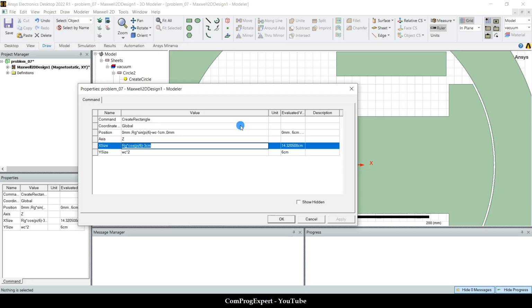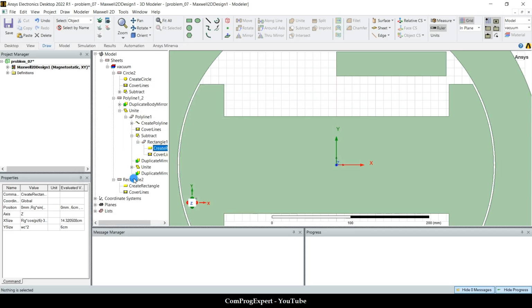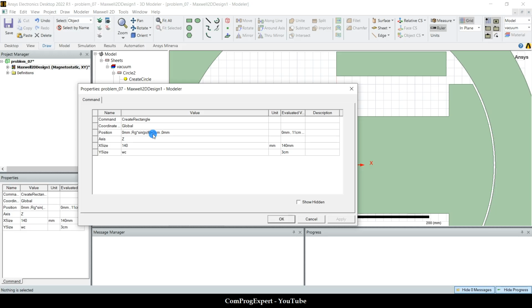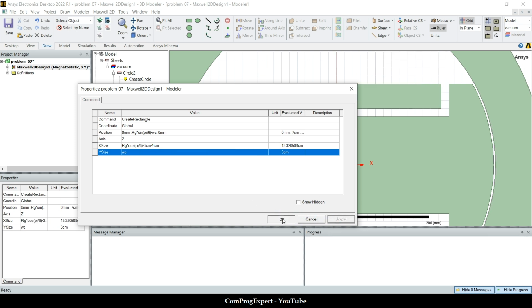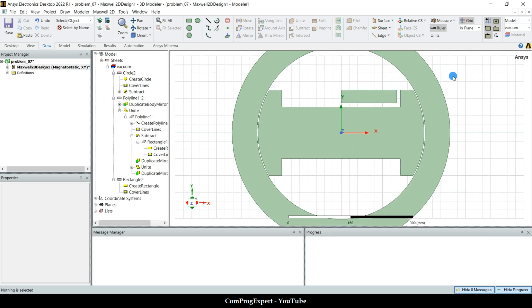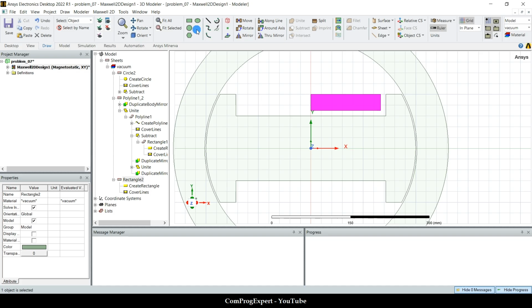This is x size. So here, this is this one minus width of the coil. This is x size minus 1 centimeter again from both sides, and this is the y size. So I considered this coil arm.